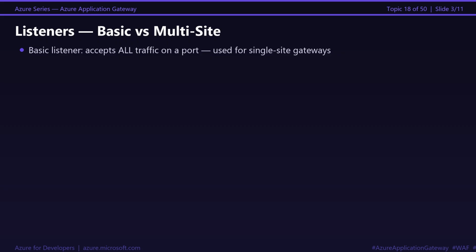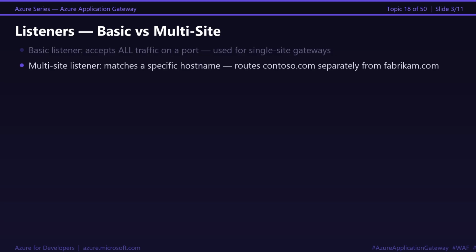You can run both types on the same gateway. Same public IP address. One gateway handling traffic for 5 completely separate web applications. Each one gets its own listener, its own routing rules, its own backend pool.